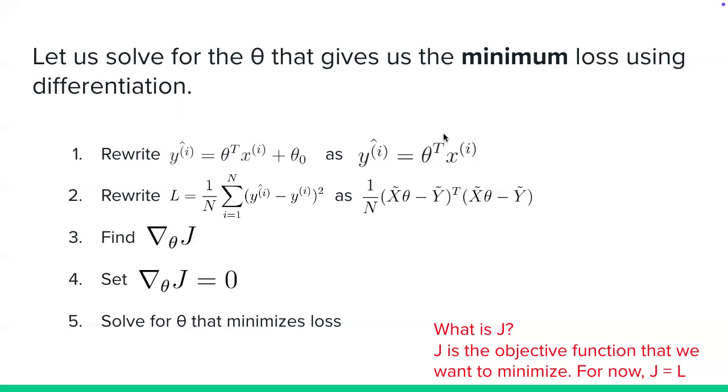So what is J? J is called our objective function that we want to minimize. In this example, J is actually just L. But in future examples, it'll look a little different. So just think of J as L. They're the same thing.